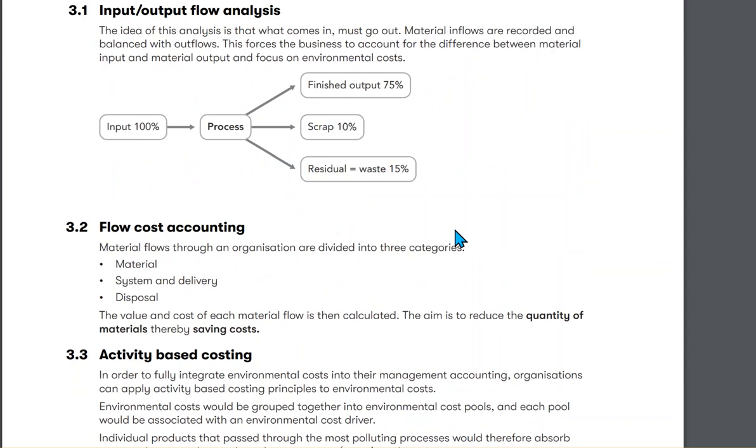And flow cost accounting says that environmental costing is divided in 3 categories: material, system and delivery, and disposal. So first thing is we look at the material that we are using. Maybe that material that we are using by itself is something that affects the environment. And then system and delivery, how it is processed, how it is delivered to the customer. And then disposal, how do we dispose of the waste.